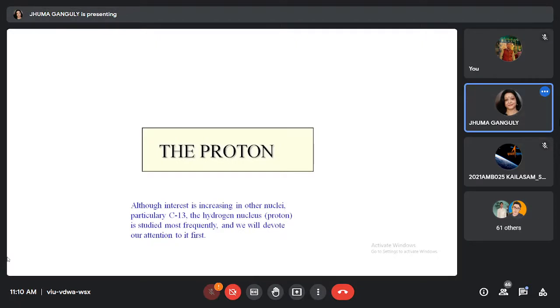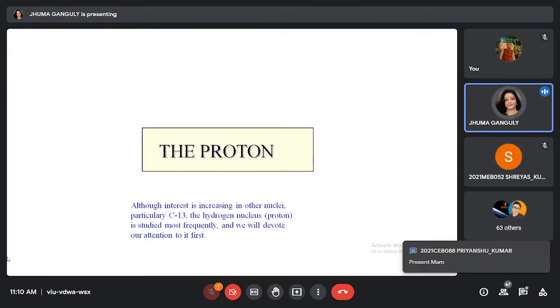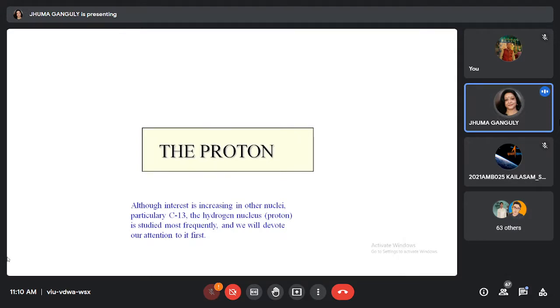Now the proton. Although interest is increasing in other nuclei, particularly C13, the hydrogen nucleus is studied most frequently, and we will devote our attention to it first. There are different types of nuclei, but we concentrate on the hydrogen nucleus and C13, not C12. These two, so you can understand there should be some unpaired spin.